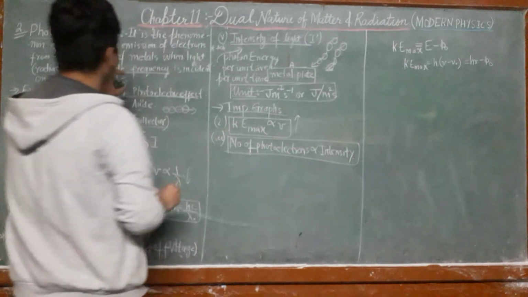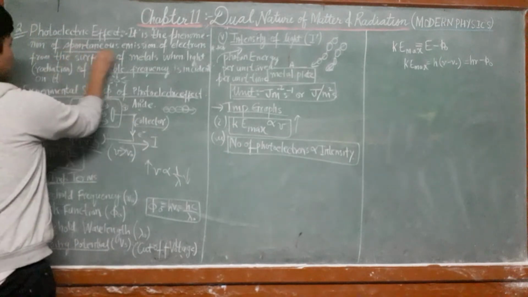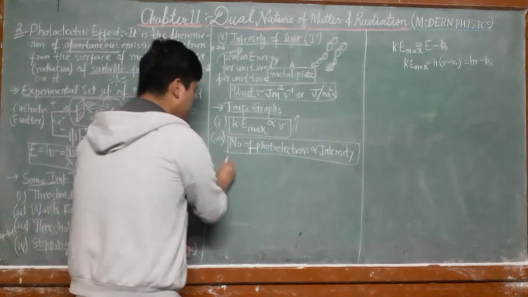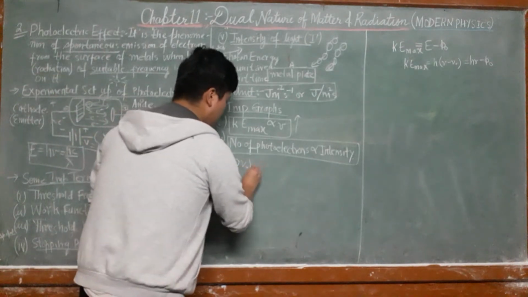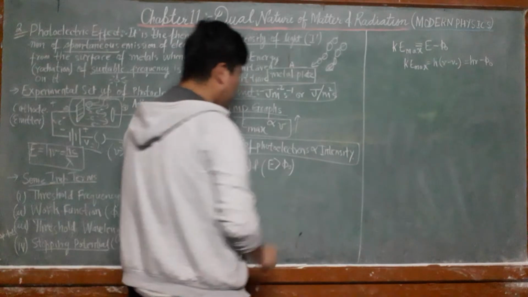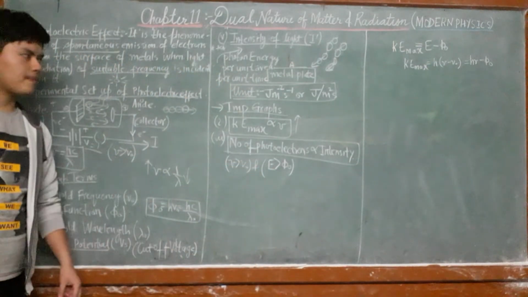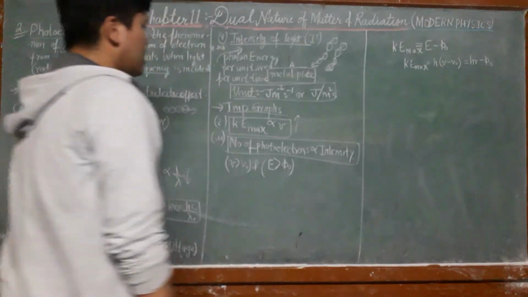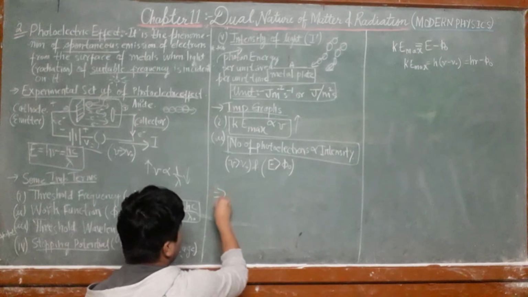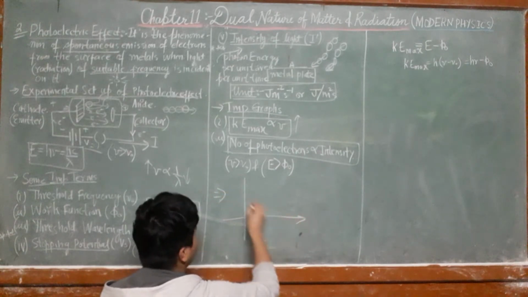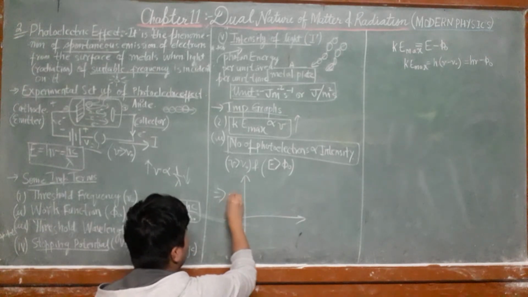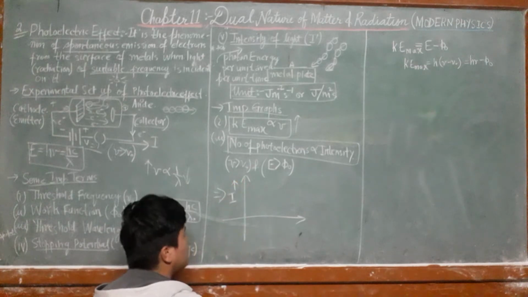The photoelectric effect is spontaneous and instantaneous. Electrons are emitted only when the frequency is above nu naught, that is, when the energy is above the work function of the given metal. Now, important graphs: number of photoelectrons emitted, or you can say current.